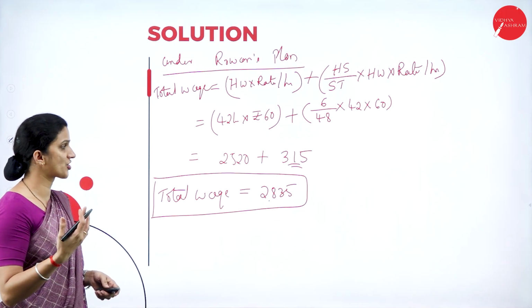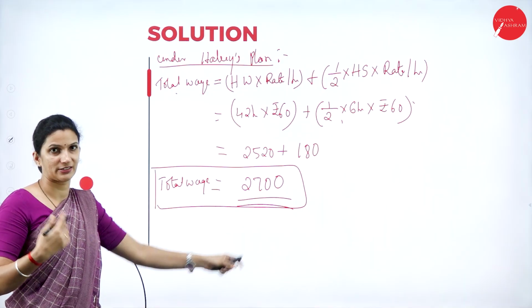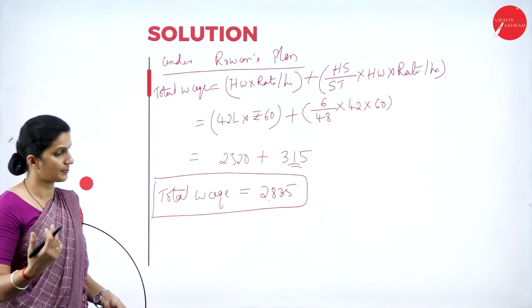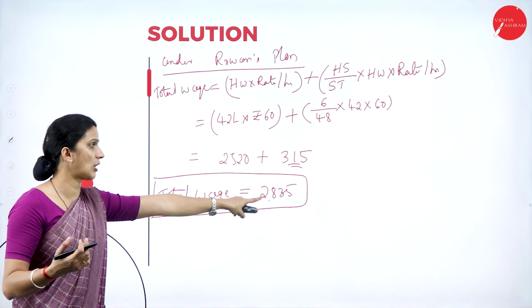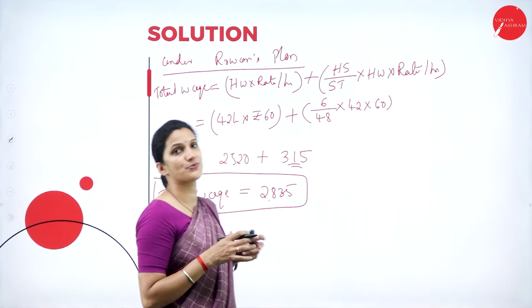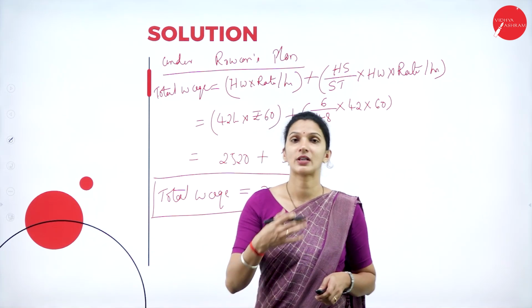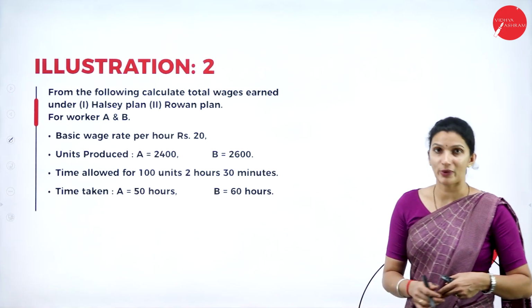So for the same question, under Halsey's plan his total wage is 2,700. If Rowan's plan is applied, his total wage is 2,835. So this is how we need to solve simple problems where we are calculating the total wage under Halsey's and Rowan's. Then we'll go for another question.